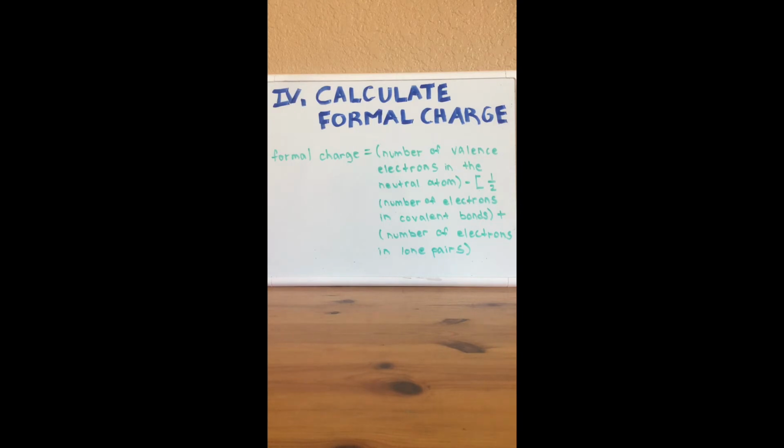Only half the number of electrons in covalent bonds are accounted for within the equation because formal charge is the hypothetical charge of an atom in a molecule if electrons and bonds were evenly distributed between atoms. In other words, electrons are divided equally between the two atoms in a covalent bond, so each atom contributes exactly half of the shared electrons.